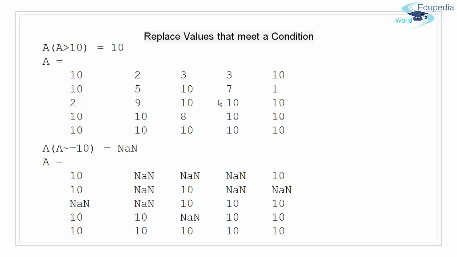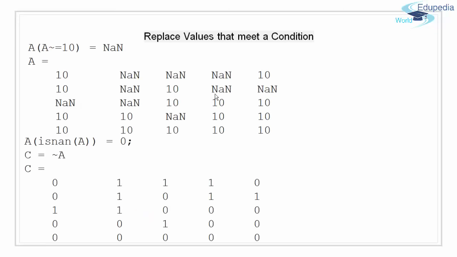Now I'm going to replace all the NaN values in A with 0. What I'm going to do is use a NOT operator to generate a matrix that has values of 1 in place of NaN and 0 in place of 10. Using the NOT operator actually converts the numeric array into a logical array so that the output result has only values of 1 and 0.